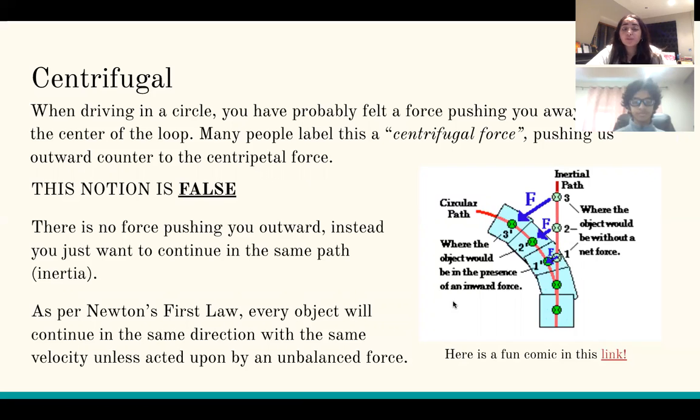As per Newton's first law, which we explored a couple weeks ago, every object will continue in the same direction with the same velocity unless acted upon by an unbalanced force. If we look at this diagram over here, you can see how the ball has a completely straight trajectory, and that is its inertial path, the path that it wants to continue on. However, due to the centripetal force, it is pulled inwards, creating that circular path. But the ball feels as though it is being pushed outward because it desires to move in this straight path.